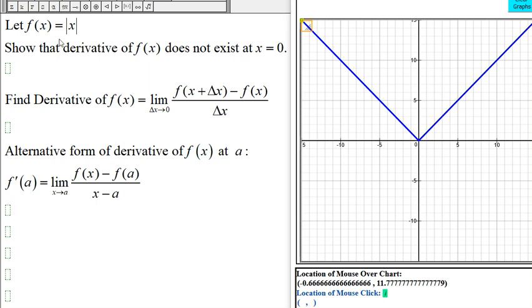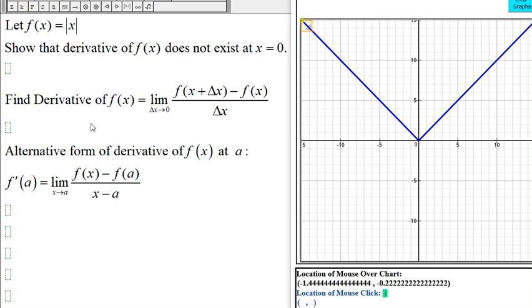Here we have the function f of x equal to the absolute value of x, and this is what the graph looks like. And we want to show that the derivative of f of x does not exist at x equal to 0, meaning at this point right here, there's no tangent line.